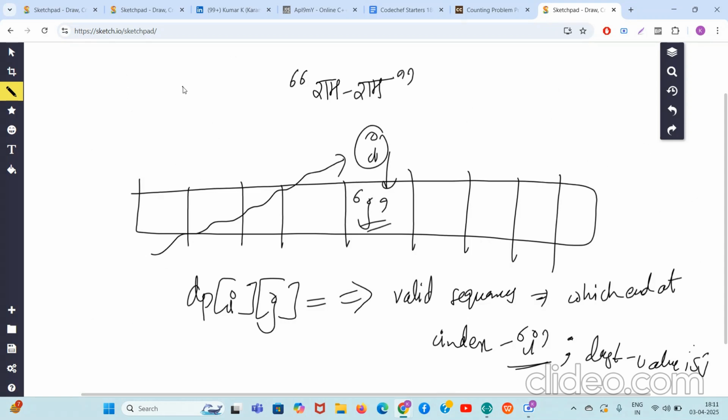So this much prerequisite you should know, or you cannot tackle the actual problem.